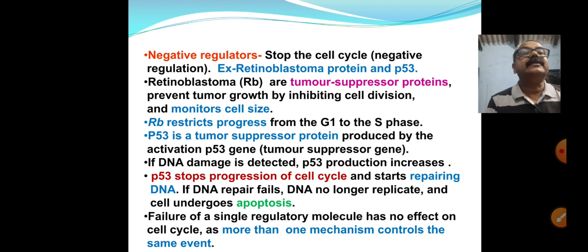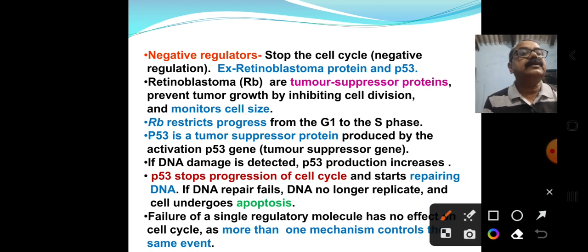There are also negative regulators. These regulators stop the cell cycle and the process is known as negative regulation. Examples of negative regulators are retinoblastoma protein and p53 proteins. Retinoblastoma is a tumor suppressor protein, preventing tumor growth by inhibiting cell division and monitoring cell size. Retinoblastoma restricts progress from G1 to the S phase.